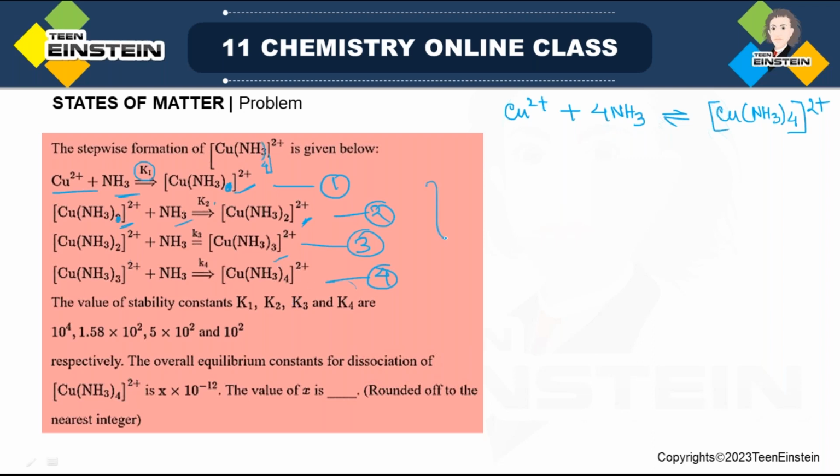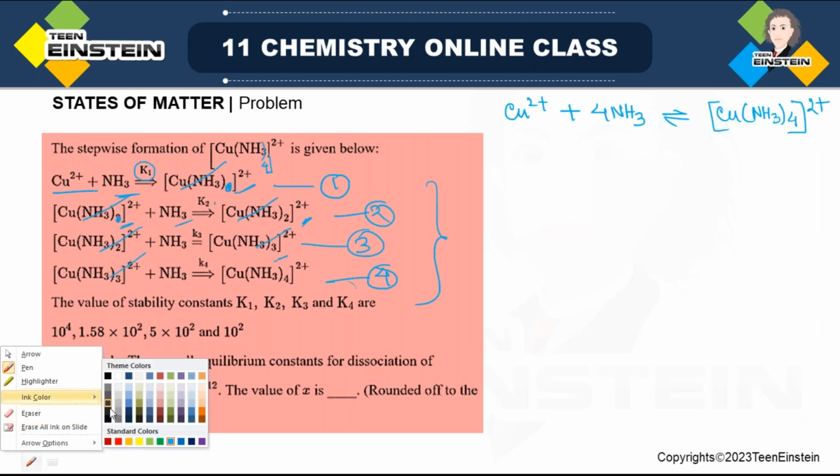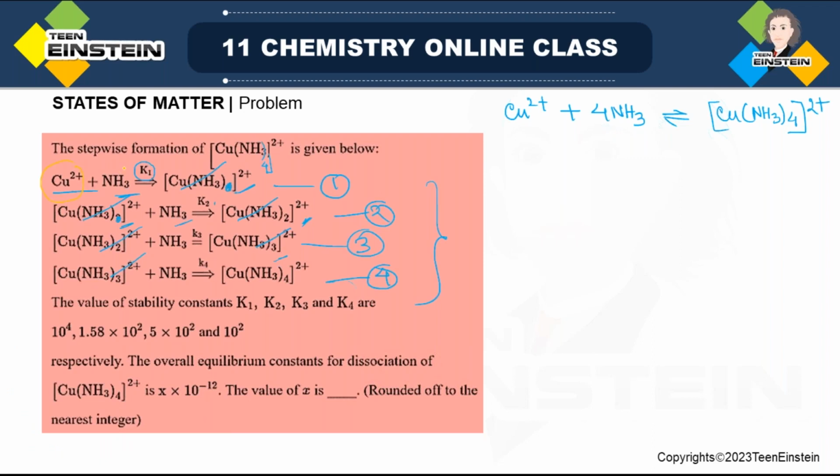So if you add all these 4 reactions, what will happen? This will be cancelled because it is on the left hand side and right hand side. This species will also be cancelled. This is cancelled. Now what are you left with? You are just left with copper 2 plus, 4 ammonia and this. As we have added all these equations, suppose this is equation number 4. For equation number 4, if I say that this has equilibrium constant K, then K should be equal to K1 into K2 into K3 into K4, right?